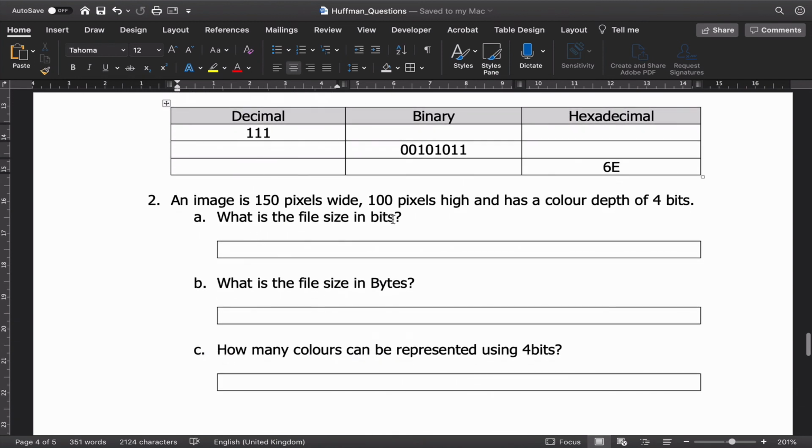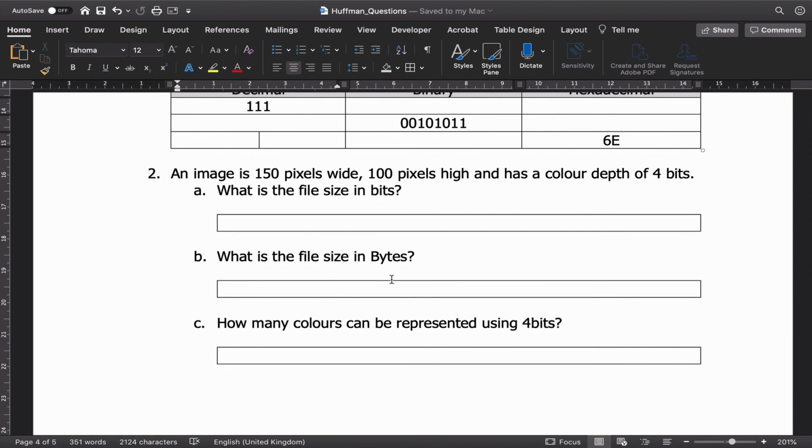Question 2 talks about an image. We list the file size in bits, file size in bytes. And don't forget, you can use the course website if you need to have a look at that. If you need to go back and find out what the formula is for calculating the file size, by all means please do go and do that.